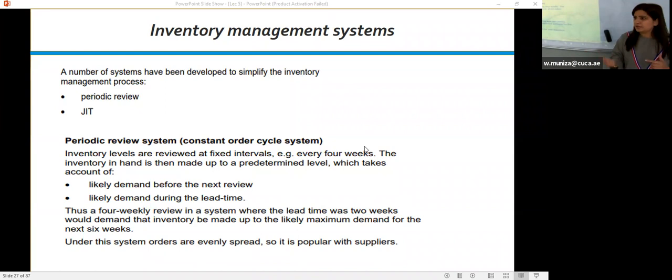When the customer gives the order to us, at that specific time, we give the order to our supplier. So let's read quickly what your book says about both these systems.